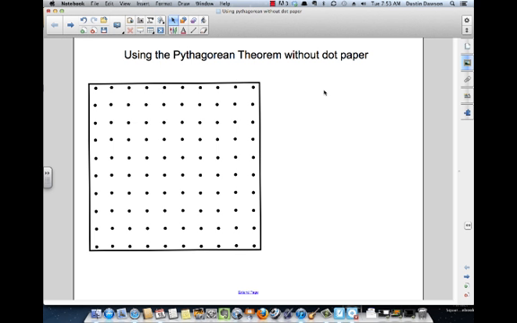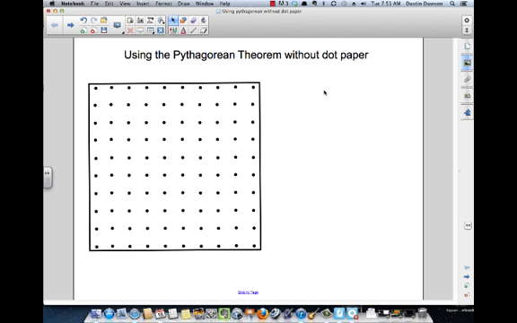So what we're going to do today is look at using the Pythagorean theorem without dot paper. Finally, we can get rid of the dot paper and just use some regular paper, maybe even just a worksheet, but no dot paper. And you may be asking, then why is there dot paper on your screen right now? Well, I'm going to show you one last time how the dot paper thing works, and then I'm going to give you a general rule that we don't have to use the dot paper for anymore, and it's just going to go away.